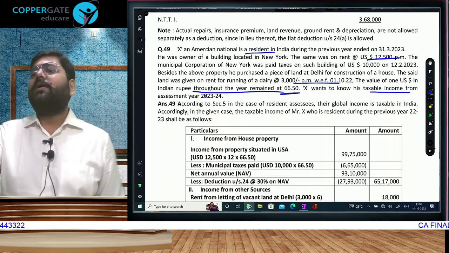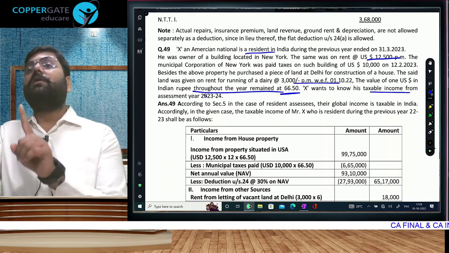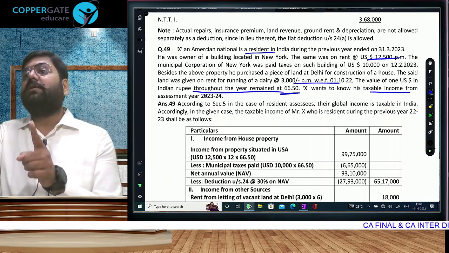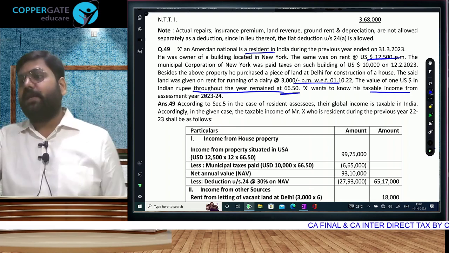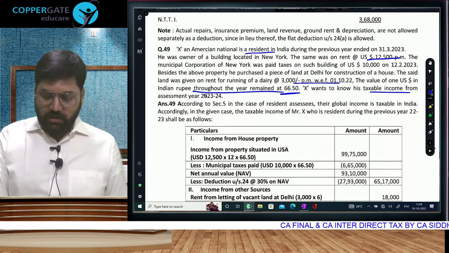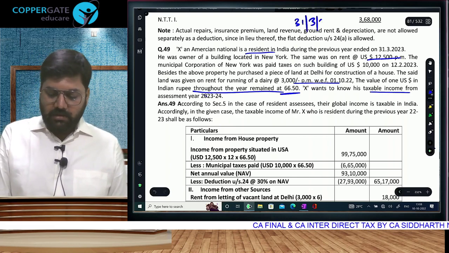So orally I am telling you, for house property income, in case the income is in a foreign country, the exchange rate will be taken on the last day of the previous year. That is for your exam. You will take the exchange rate on 31st March 23.